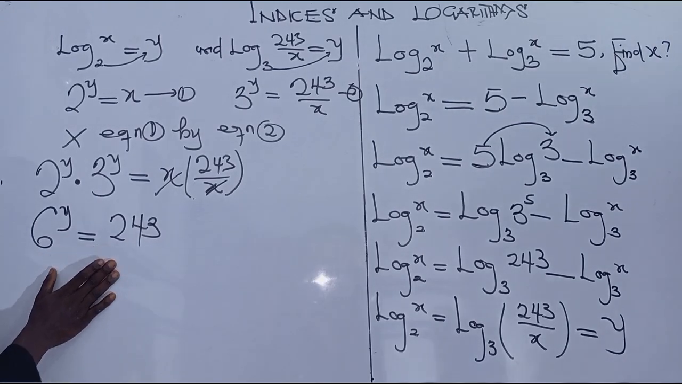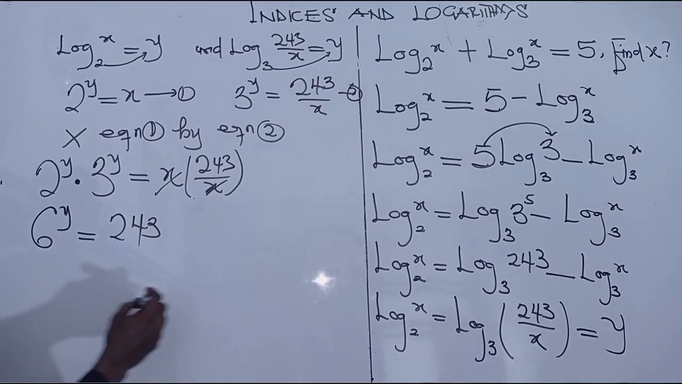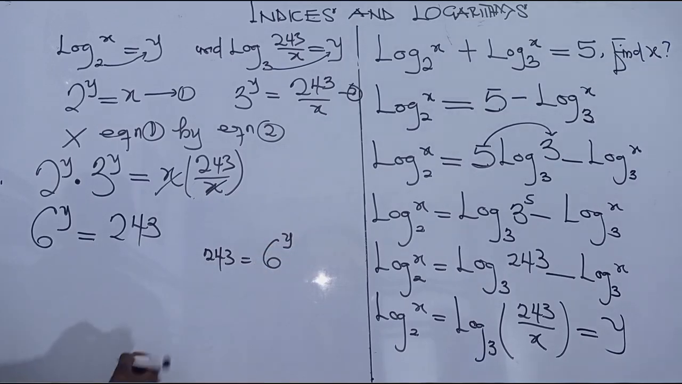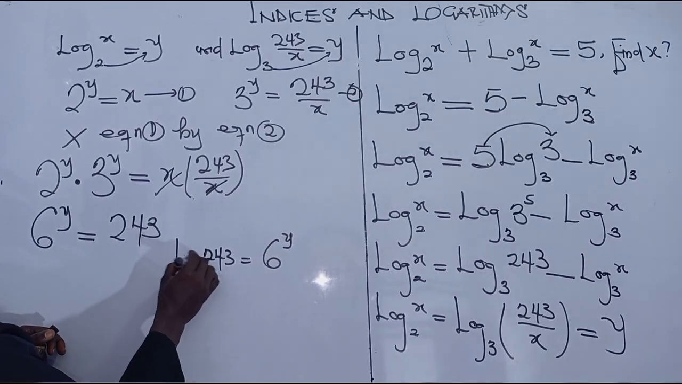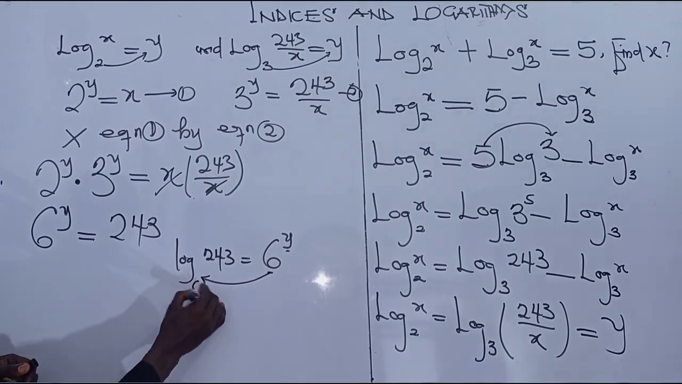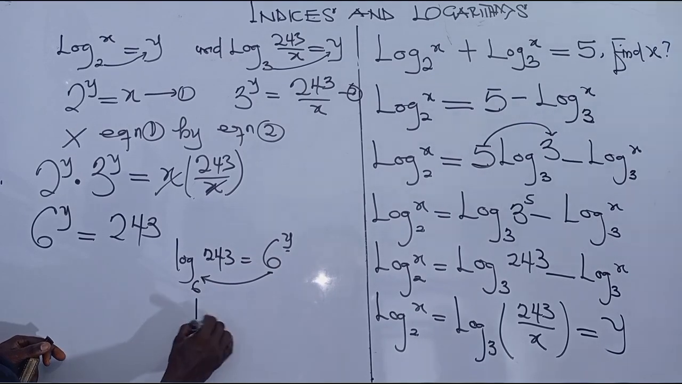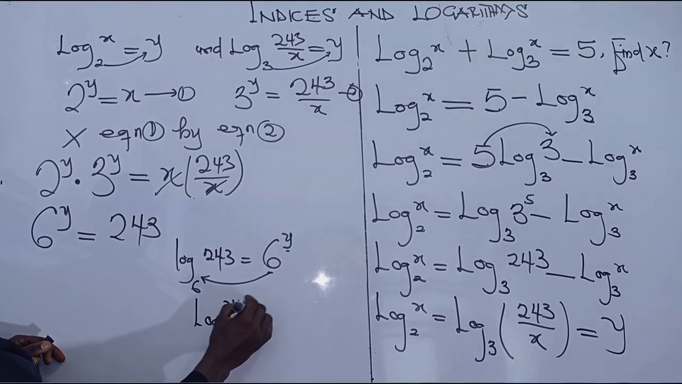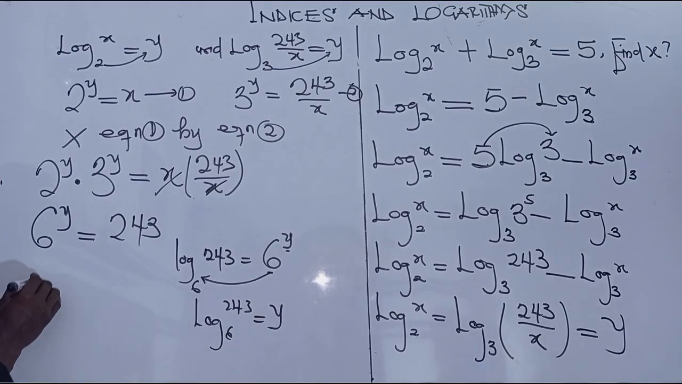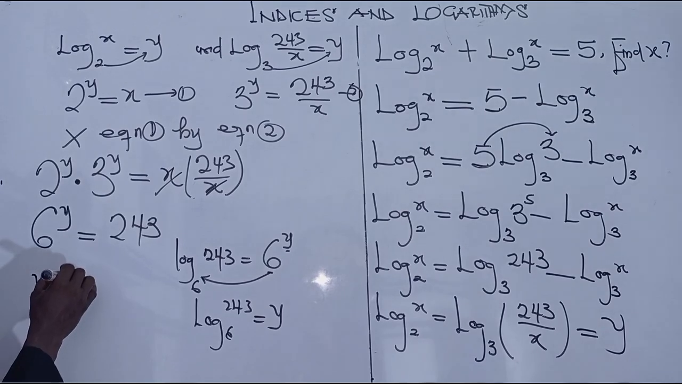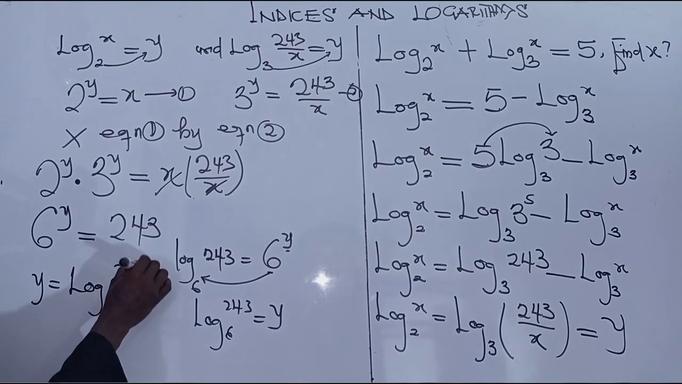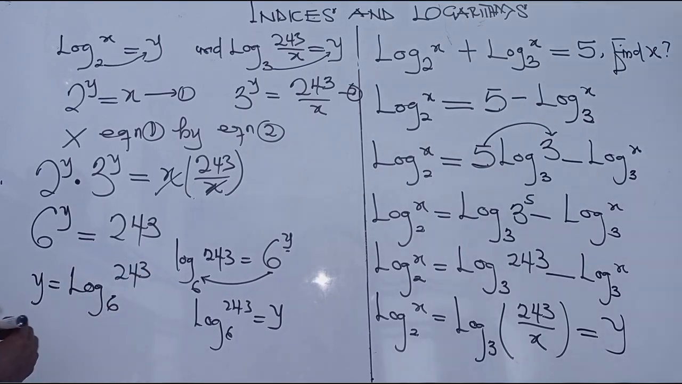Let's convert this into an exponential form. In doing that, we are going to have 243 is equal to 6 raised to the power y. So we are going to introduce logarithm on the left hand side, and then the base of the y will move and become the base of the logarithm. So we are going to have log of 243 to the base 6 is equal to y. So we have y is equal to log of 243 to the base of 6.